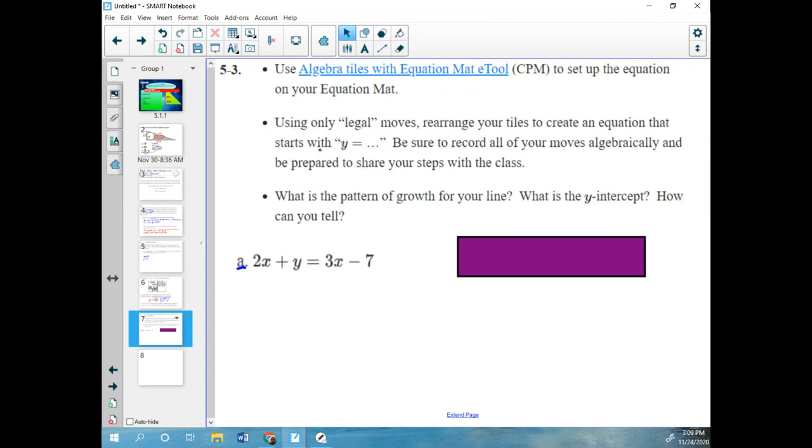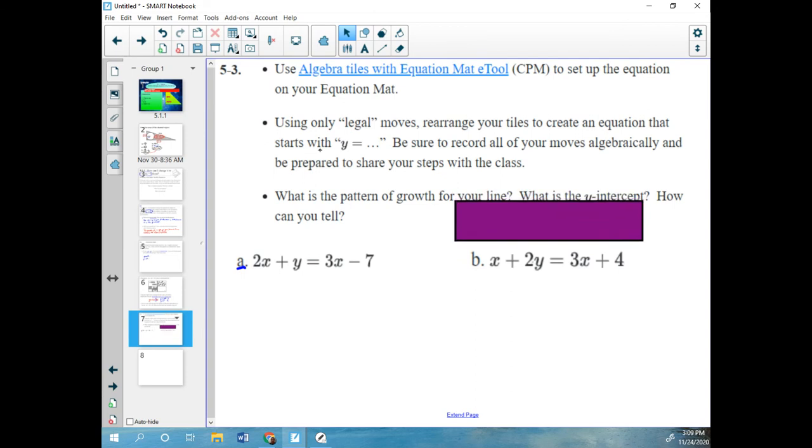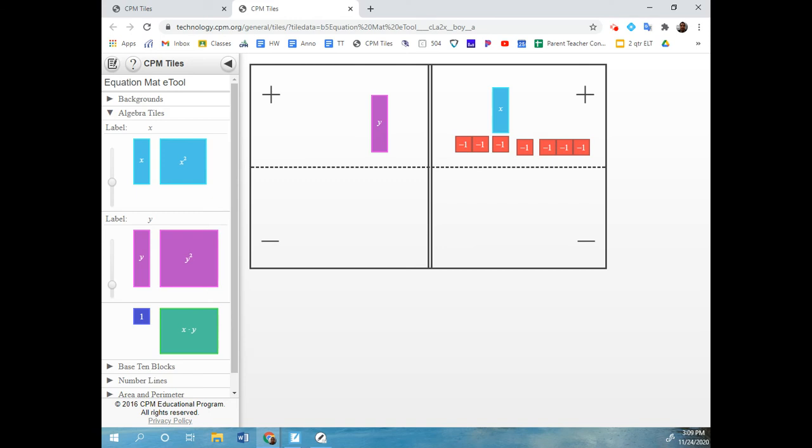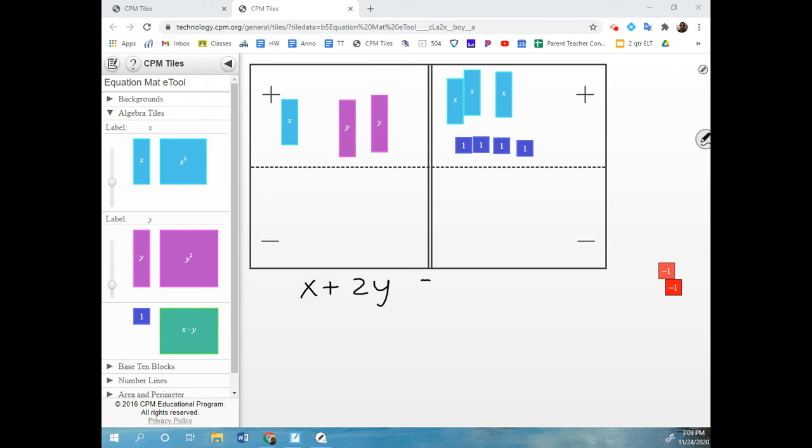We're going to do one last one today, which is letter B. Okay, please write it down. X plus 2y equals 3x plus 4. X plus 2y equals 3x plus 4. Okay? All right. X plus 2y equals 3x plus 4. Step number 1, what would you do?